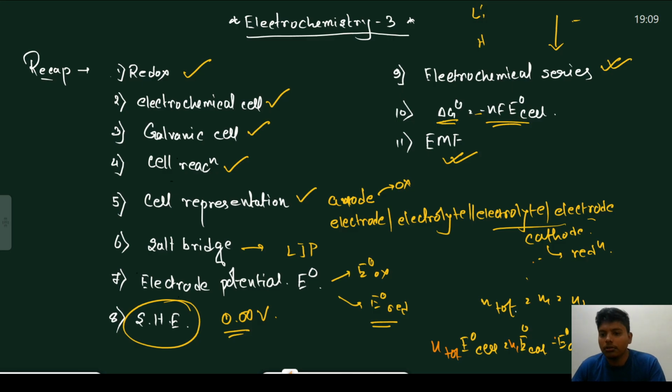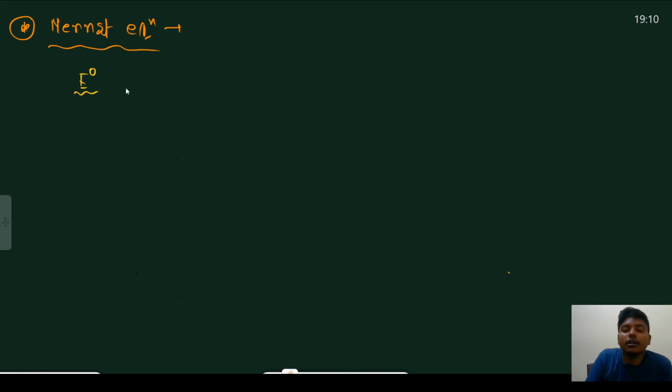So today we are going to start our most important topic, called the Nernst equation. I think in school you did that, but we'll do it again. So what is the Nernst equation? The scientist Nernst told that you calculated E naught, which means standard EMF, standard electromotive force or standard electrode potential.